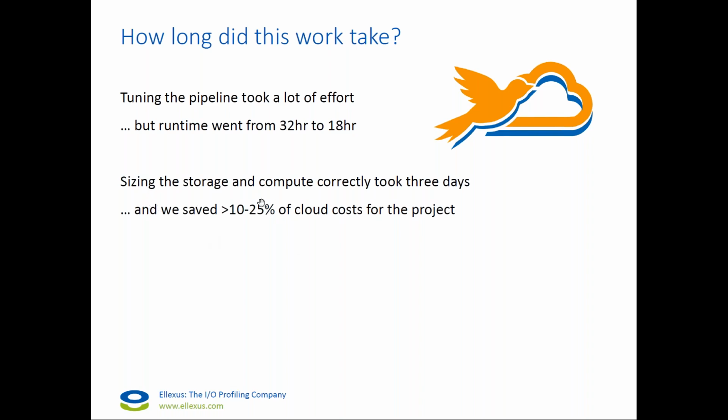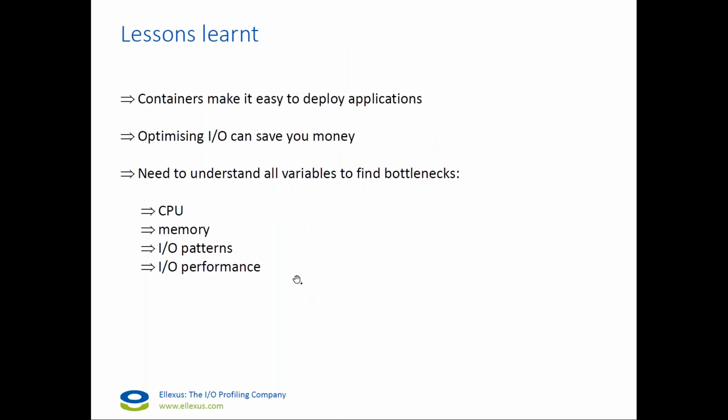The next thing we did was to do the sizing experiments, and that was very easy. I think it took 3 days, purely because the pipeline takes quite a long time to run each time, and saving between 10 and 25%, possibly more on the project. That was a pretty good investment there. So in terms of the lessons learned from those particular case studies, obviously containers make it very easy to deploy applications. Optimizing IO can obviously save you money, but you need to understand all the different variables to find the bottleneck. So profiling CPU, memory, IO patterns, and IO performance is really critical.